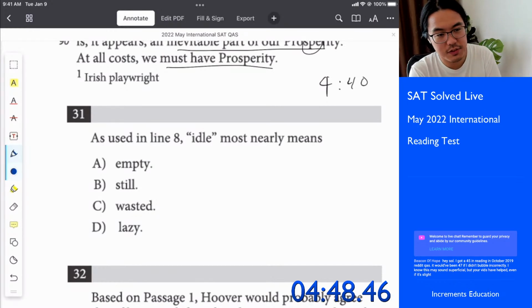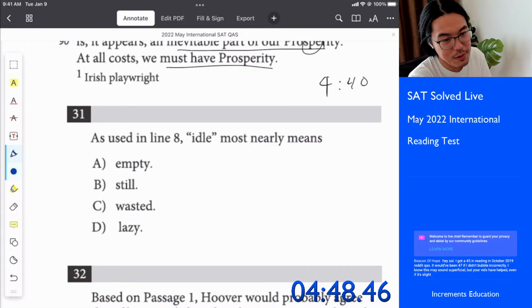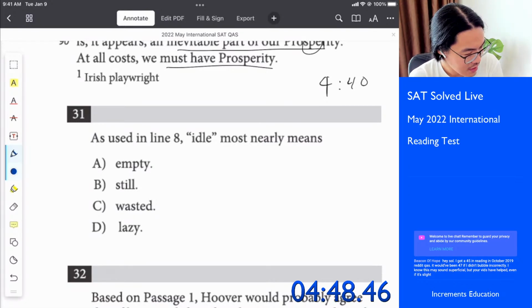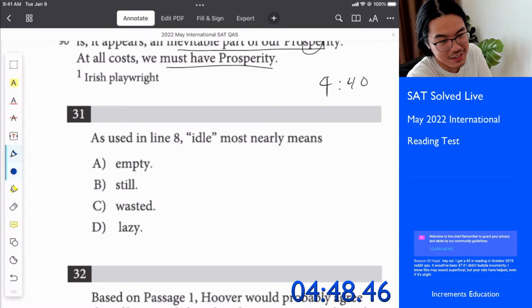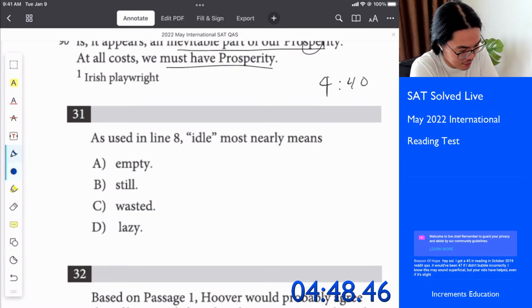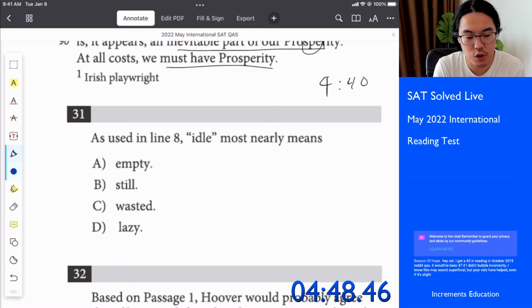Fourth and final paragraph starts at the bottom of the left column and bleeds over into the top of the second column. Fourth paragraph talks about something prosperity. Man, I don't remember. I literally do not remember. Okay, I just cannot remember. So I'm going to move on to second column, second passage, top of the second passage after Hoover's speech ends.